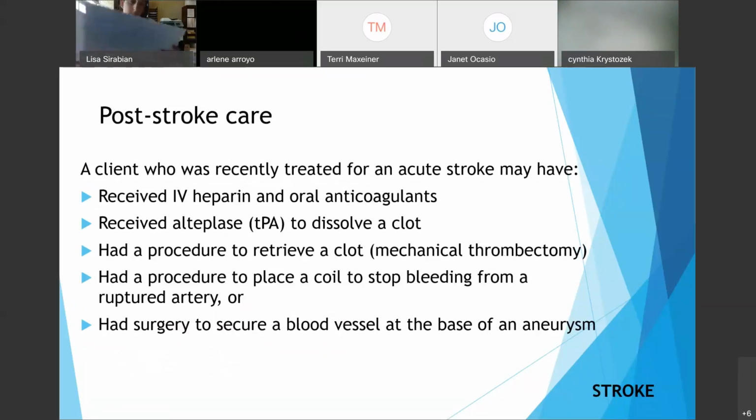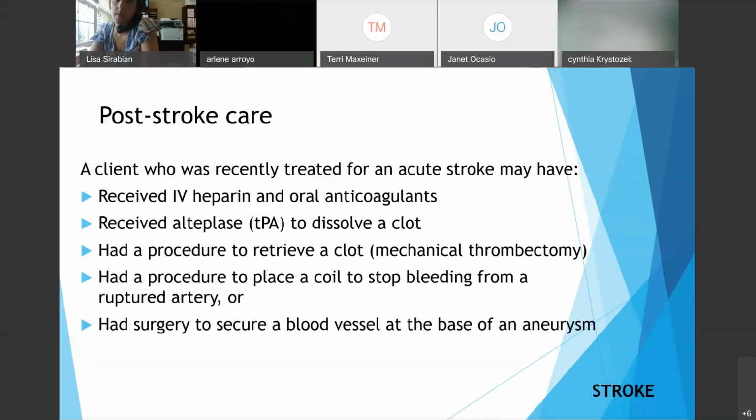Okay, so part of post-stroke care really is understanding what went on in the acute care setting. A client who was treated for a stroke recently may have received anticoagulants, right? So the first three here relate to the ischemic stroke. They might have been on heparin in the hospital, been started on the oral anticoagulants. They may have received TPA, which is a medication that dissolves the clot. The anticoagulants stop the clot from getting bigger and allow the body to begin dissolving it. But TPA actually goes in and dissolves that clot.